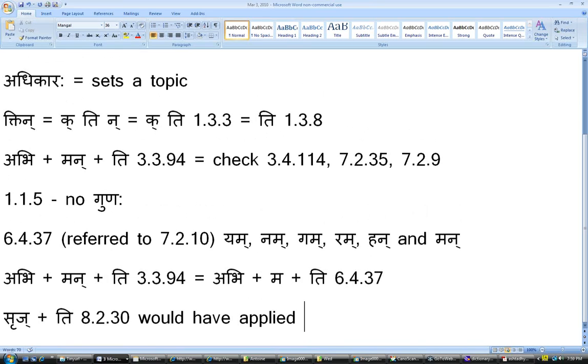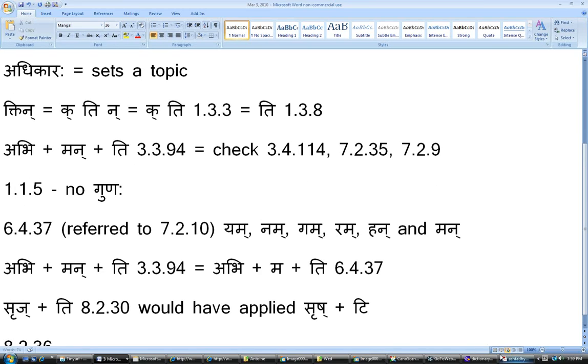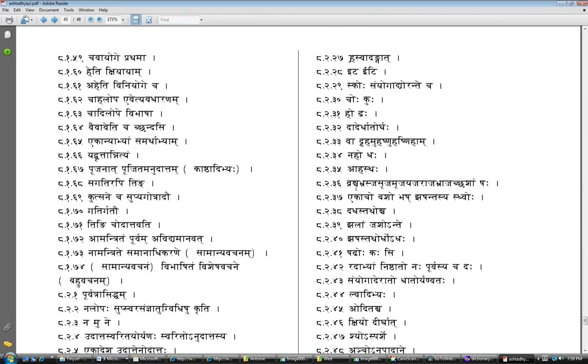So we need something to make it into the murdhanya. So we need something there. So that's going to be 8.2.36, also an important rule, which you will also hear quite frequently. That's our form srishti. So we have to use 8.2.36. And that 8.2.36 applies to a certain set of dhatus. Which are they? 8.2.36 is vrashcha, bhrashcha, srija. We have dhatu srij in that, which is what we have right now.